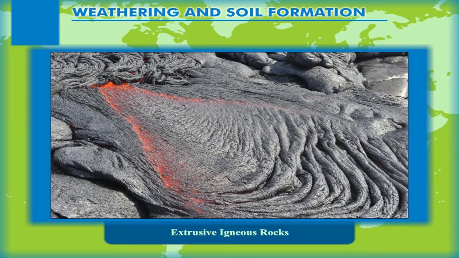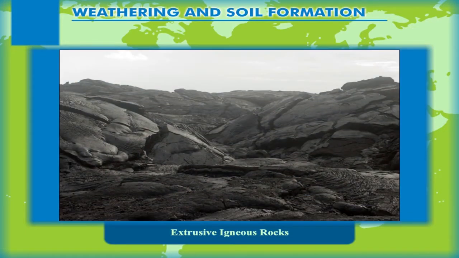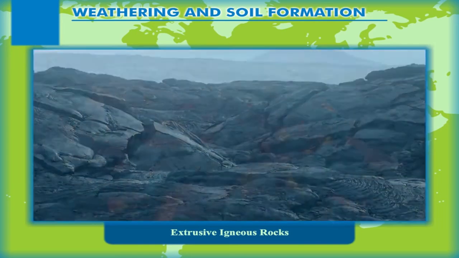Extrusive igneous rocks. During the volcanic eruptions, when magma erupts and on reaching the Earth's surface, it cools and solidifies. As a result, rocks are formed on the surface, known as volcanic rocks.